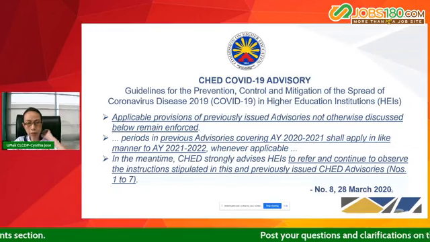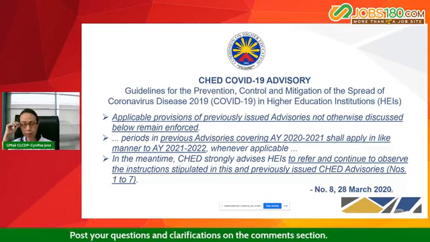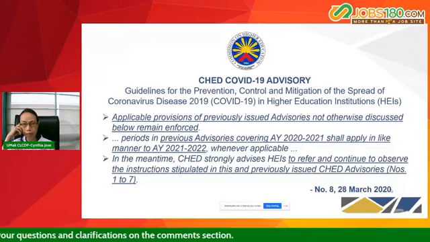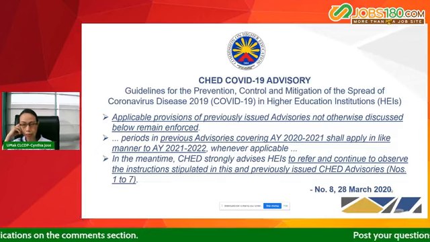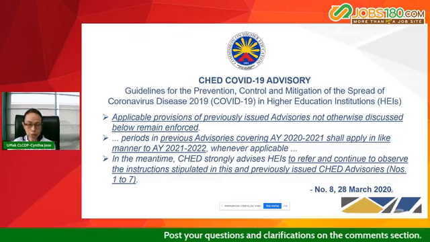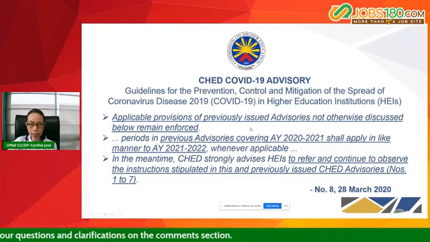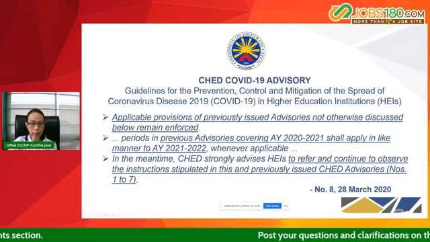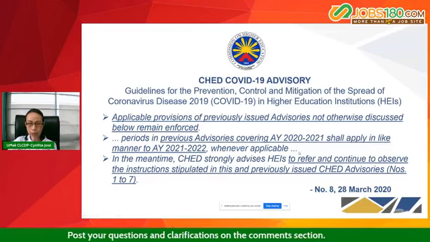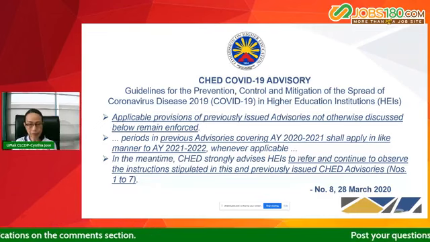Applicable provisions of previously, kasi what happened in March was that tumaas na naman ulit, 'di ba, yung cases ng COVID back in March 2021. So CHED had to issue another advisory, but there was actually no specific mention of OJT. So all they said was applicable provisions of previously issued advisories not otherwise discussed below remain in force. And then they also said previous advisories covering academic year 2020 to 2021 shall apply in like manner to this coming school year whenever applicable.